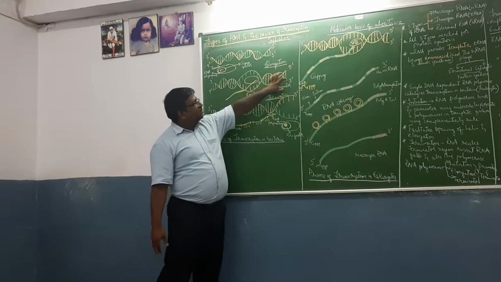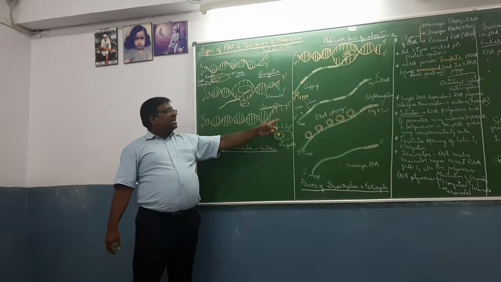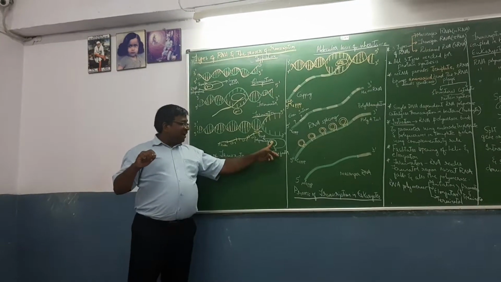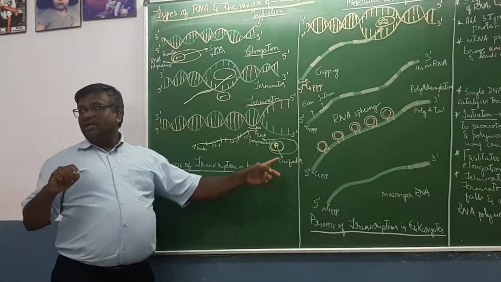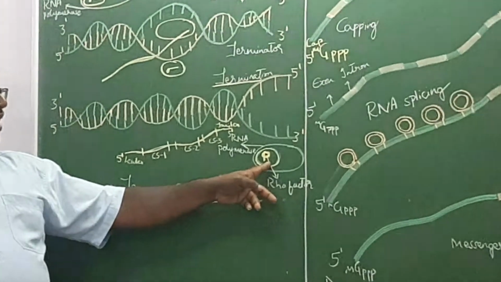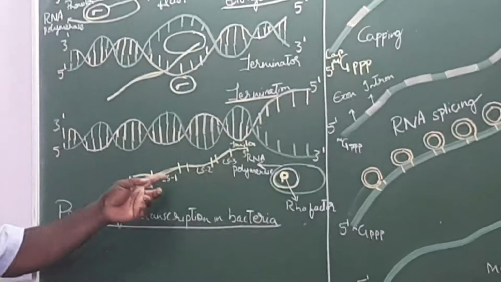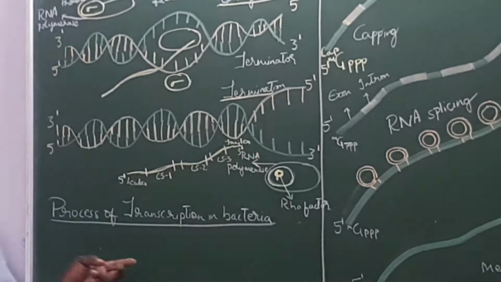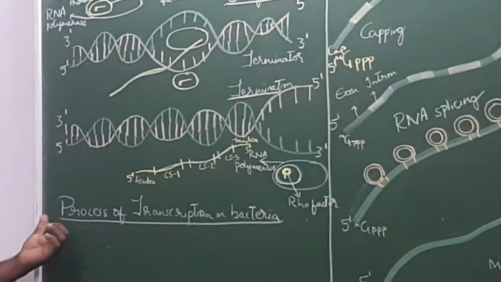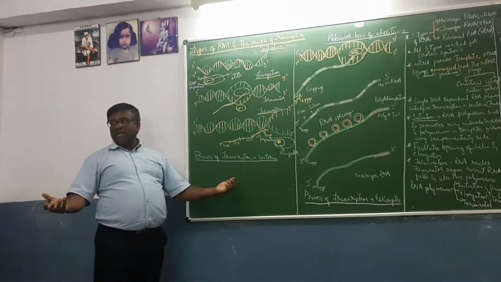This continues till it reaches the terminator zone. In the terminator zone, the RNA polymerase interacts with the terminator factor. That terminator factor we call the rho factor, not phi, rho factor. Because of this terminator factor, the RNA polymerase gets dissociated and the mRNA gets separated. Since it is a prokaryotic mRNA synthesized in bacteria, this is the process of transcription in bacteria. Bacteria is an example of prokaryotes.